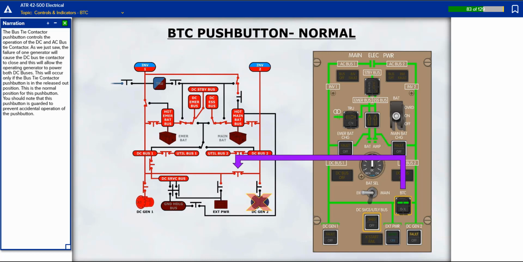The bus tie contactor push button controls the operation of the DC and AC bus tie contactor. As we just saw, the failure of one generator will cause the DC bus tie contactor to close, and this will allow the operating generator to power both DC buses. This will occur only if the bus tie contactor push button is in the released out position. This is the normal position for this push button. You should note that this push button is guarded to prevent accidental operation.